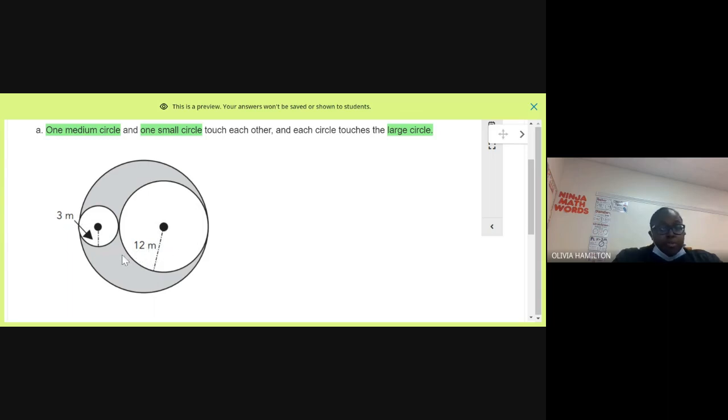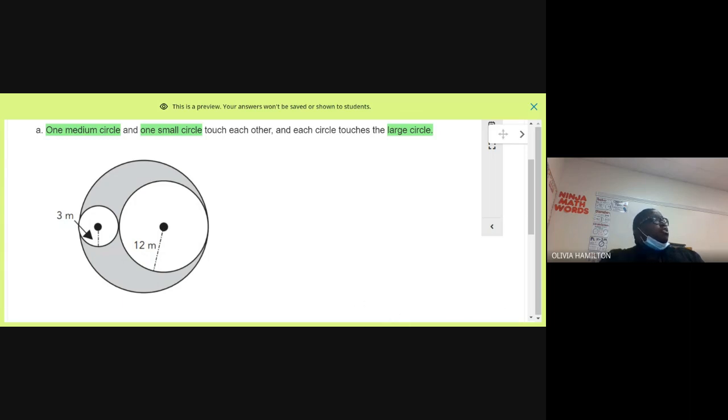This is 12 meters. Now for my large circle, I'm not going to fully give you the number, but on my paper, I will help you understand how this works. So for the large circle, you have to combine the elements you know about a circle to understand how to get this last part.